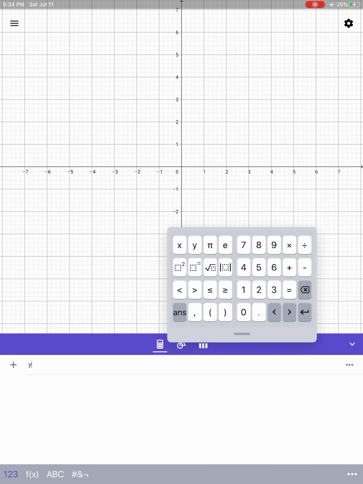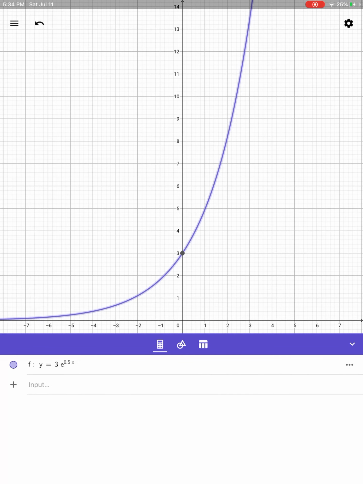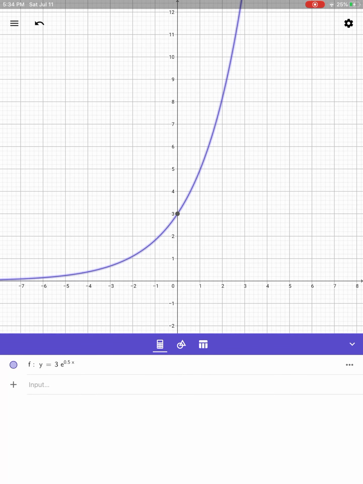So I will use a calculator. You will have to do it using a table of values. If you are asked to use the calculator, you can use it. Okay, so here it is. The graph looks like this. Okay, 3 times e to the power of 0.5x.